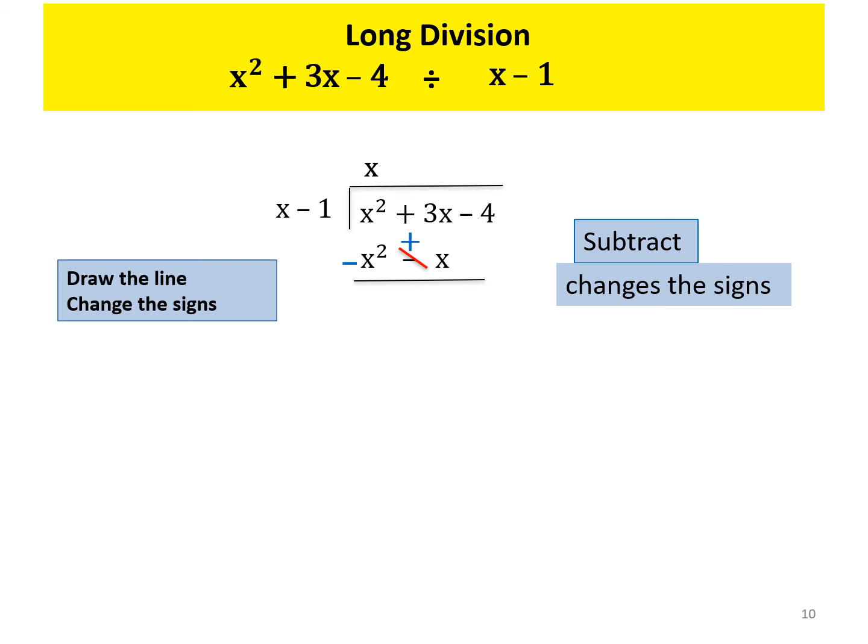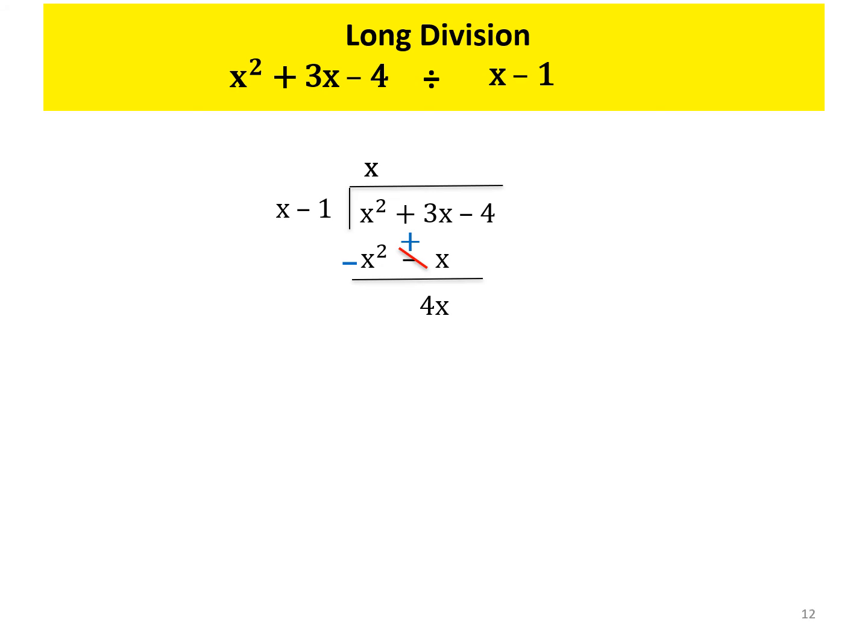All right, let's continue to work the problem. X squared minus x squared is 0. That's what we want, to have 0. Now we have 3x plus x is going to give us the 4x. All right, our last step, bring down the next term. So we're going to bring down the subtraction of 4. And now we're back where we started, doing step 1.